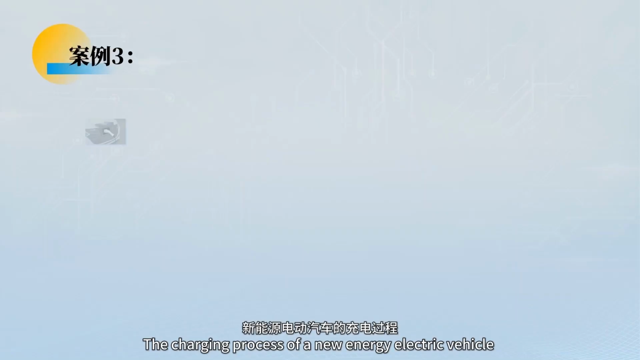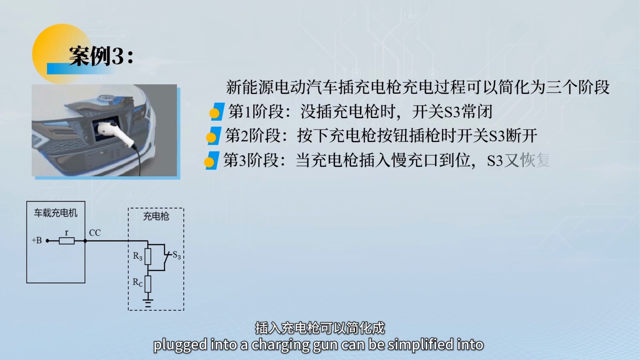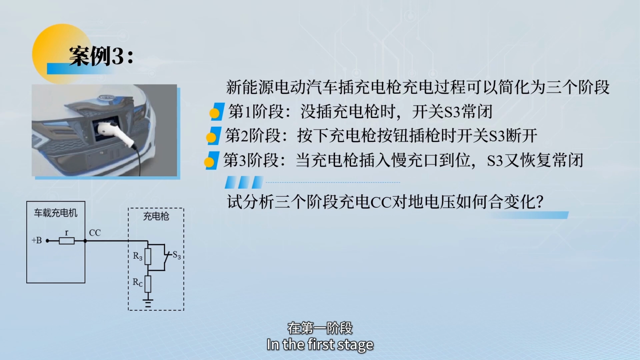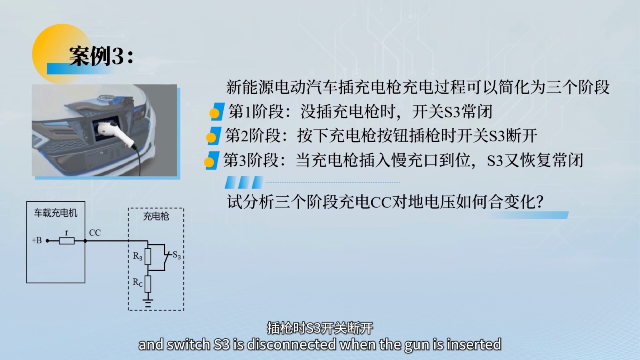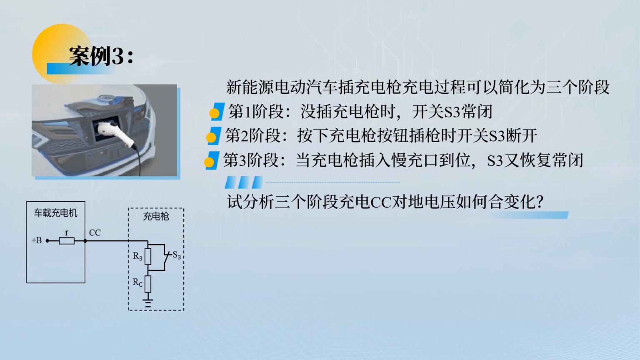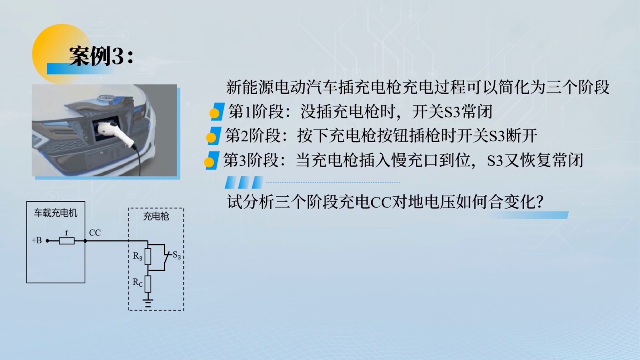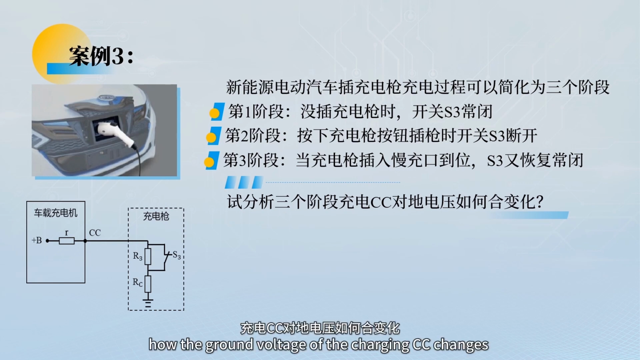The charging process of a new energy electric vehicle plugged into a charging gun can be simplified into 3 stages. In the first stage, when no charging gun is plugged in, switch S3 is normally closed. In the second stage, press the charging gun button, and switch S3 is disconnected when the gun is inserted. In the third stage, when the charging gun is inserted into the slow charging port, S3 returns to normally closed. Try to analyze in these 3 stages how the ground voltage of the charging CC changes.